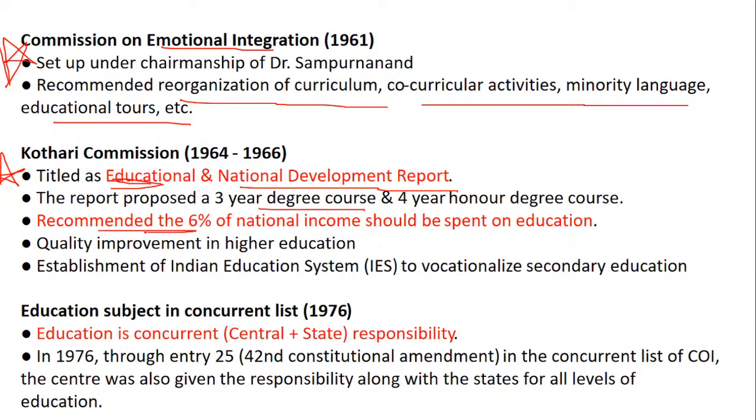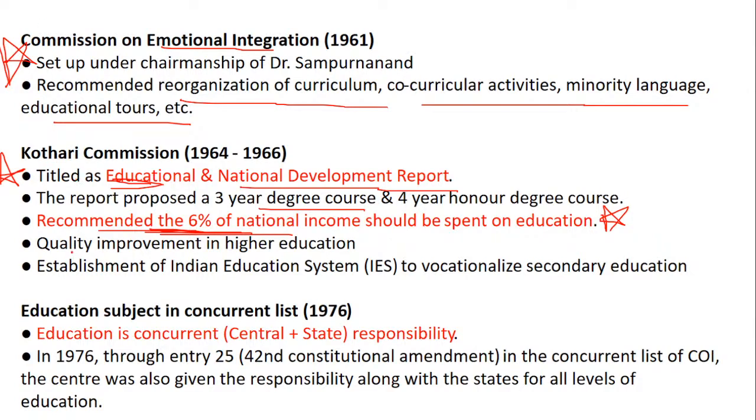It recommended, now this was a question, 6% of national income should be spent on education. So that's the reason. All what I have highlighted in red color, that is your question for the university, that is one of your university questions. So on this the question has come. So here under Kothari Commission, the recommendation of national income, they had asked you the percentage. So the right percentage is 6%.